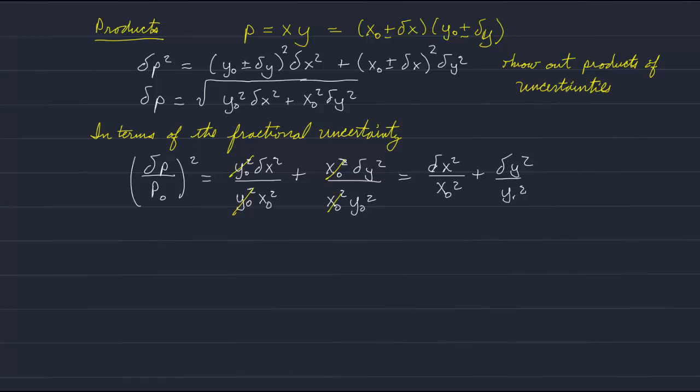So we would give the answer of the product as P being equal to the measured value plus and minus the uncertainty, which is the square root of this. And so that becomes the square root of delta x squared over x naught squared plus delta y squared over y naught squared.